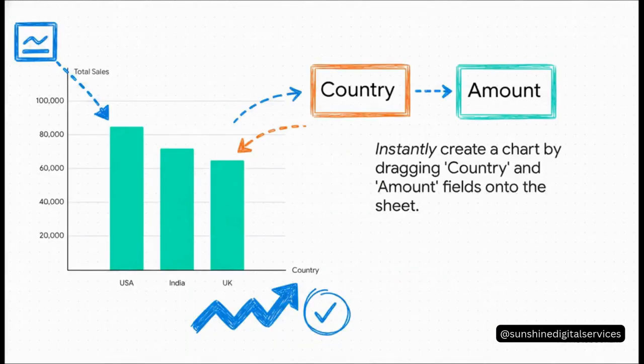And just like that, look at this. All we did was drag the country field over, then the amount field, and bam! Tableau instantly builds a bar chart showing our total sales for each country. Another click, and we can sort it to see who's on top. I mean, it is that fast.